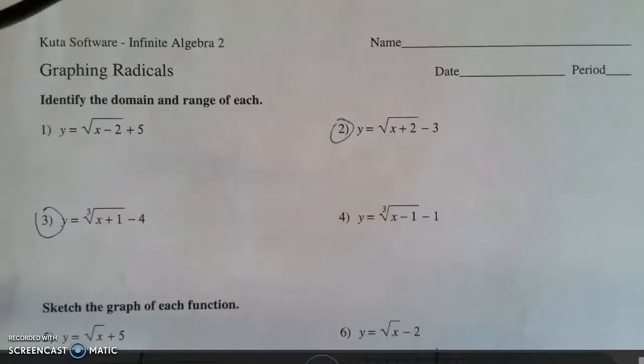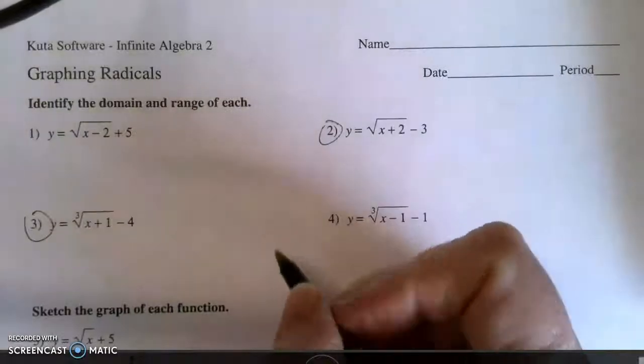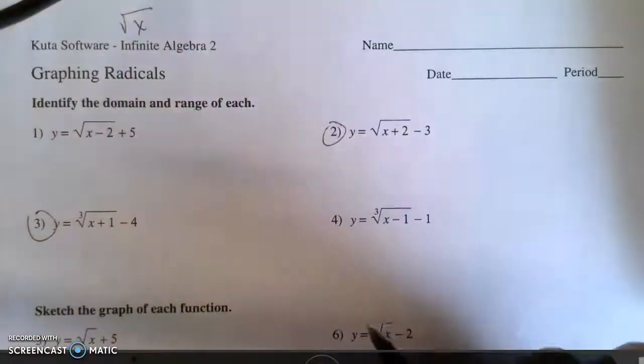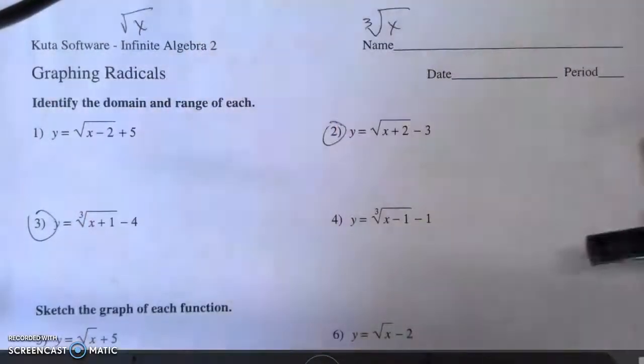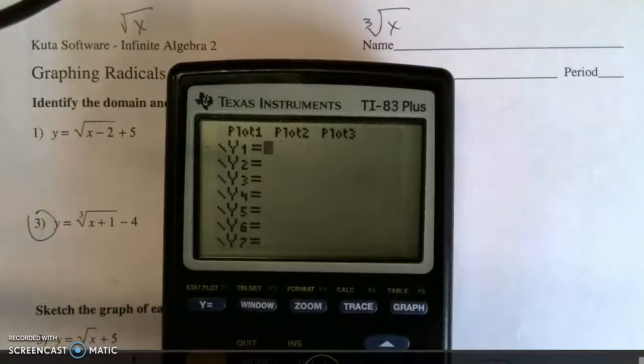All right, good morning. We're going to talk about some new function shapes, parent functions. So we're going to talk about a square root function and what it looks like, and we're going to talk about a cubed root function and what it looks like. So I'm just going to pull out my graphing calculator and we're going to do a square root of x, and we're going to take a look at it.